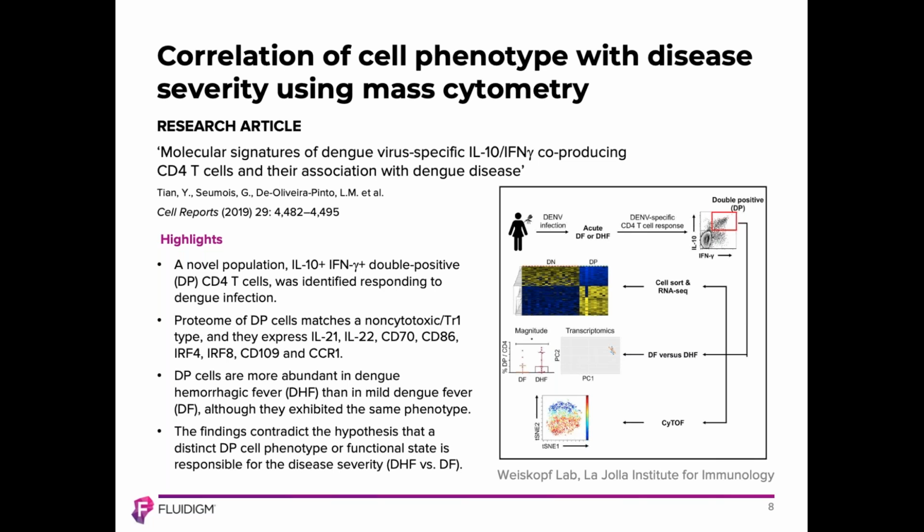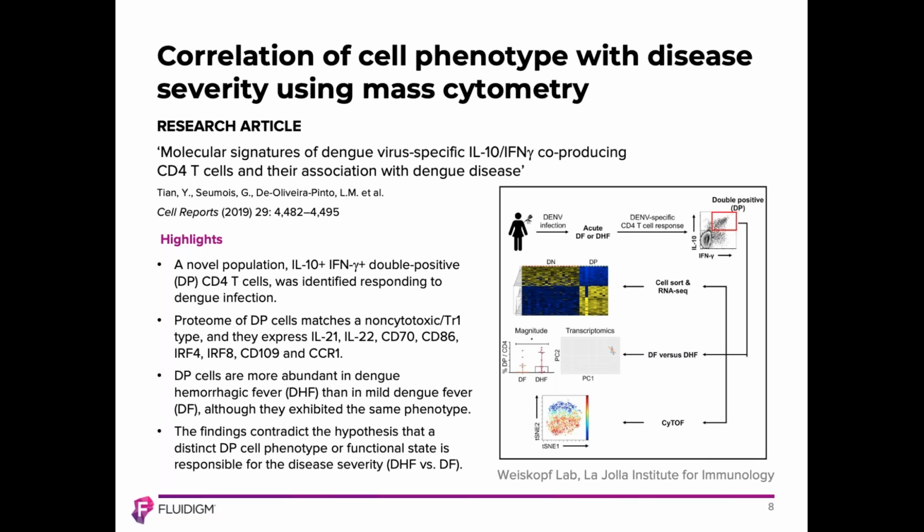Using a combination of RNA-seq and a validation of the identified genes by CyTOF, the researchers from the Weisskopf lab at La Jolla Institute for Immunology were able to further characterize these dengue-specific double positive T cells to match a non-cytotoxic TR1 CD4 T cell type that expresses IL-21, IL-22, CD109, and CCR1.